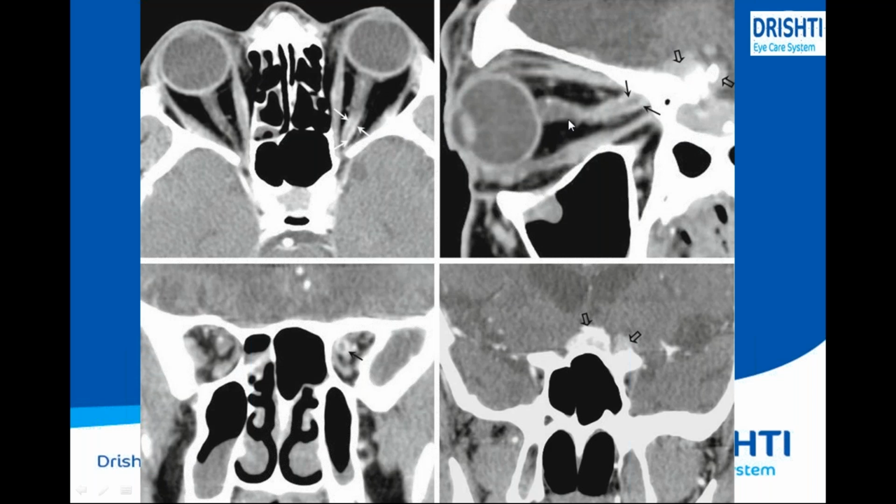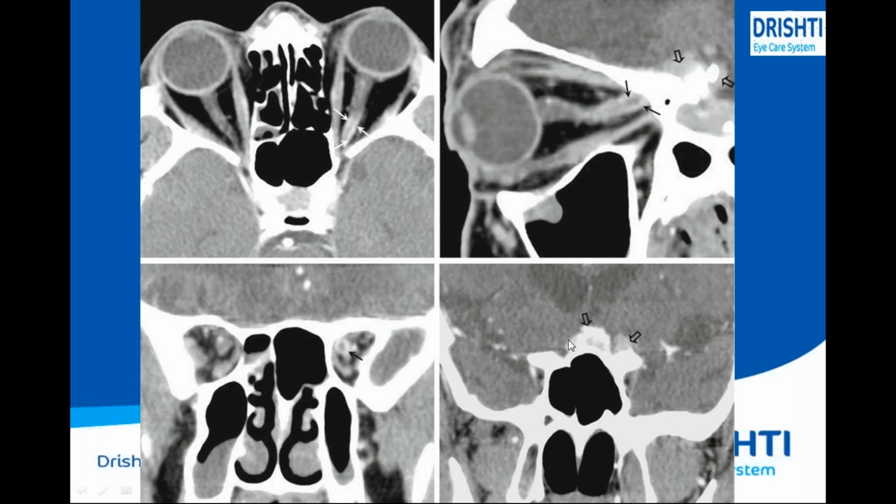Now this is the tram track. Tram track means like a railway track. There is a tram in Kolkata. In the same way, with the tram track, if you see, the optic nerve has to be straight, but it is in a snake pattern. So this is called the tram track optic nerve appearance.